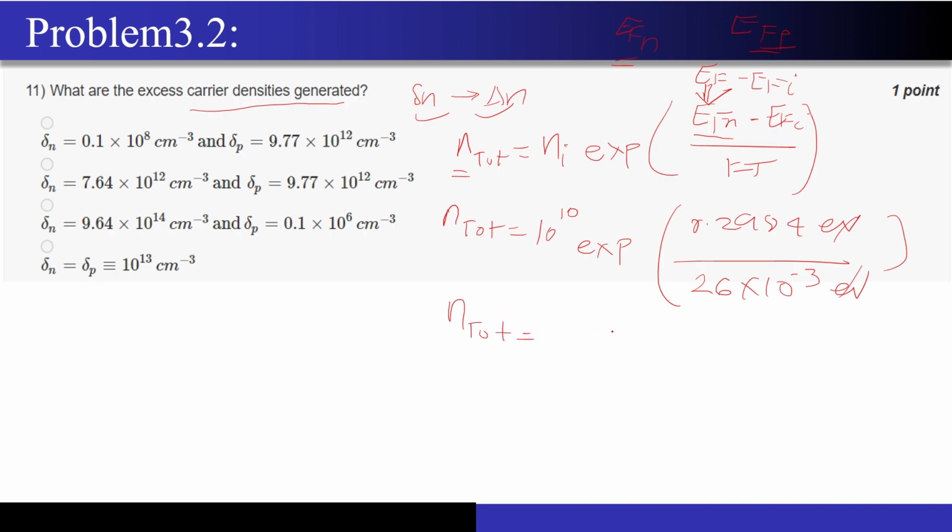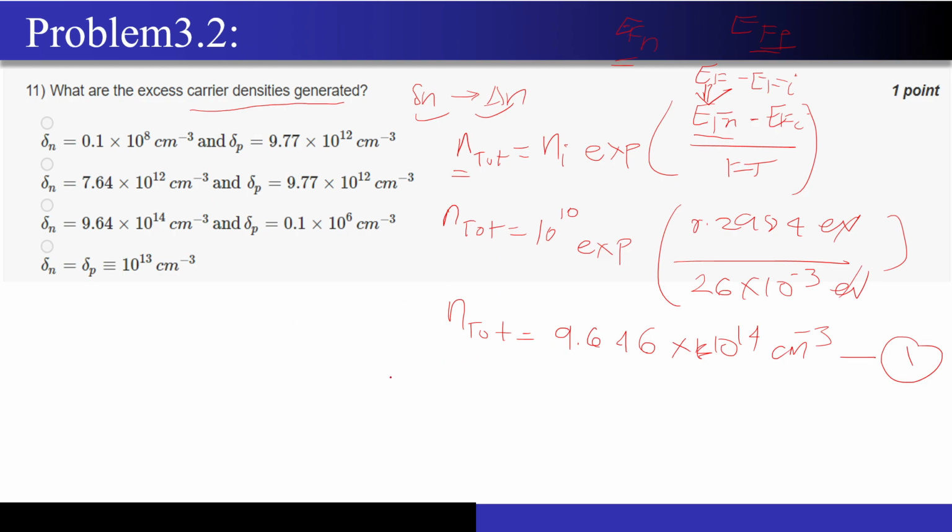If we calculate this N total, it will come out to be around 9.646 into 10 to the power 14 per centimeter cube. So this is the N total that I got. But just look at what they have asked in the question. They are not asking for N total, they are asking for delta N.